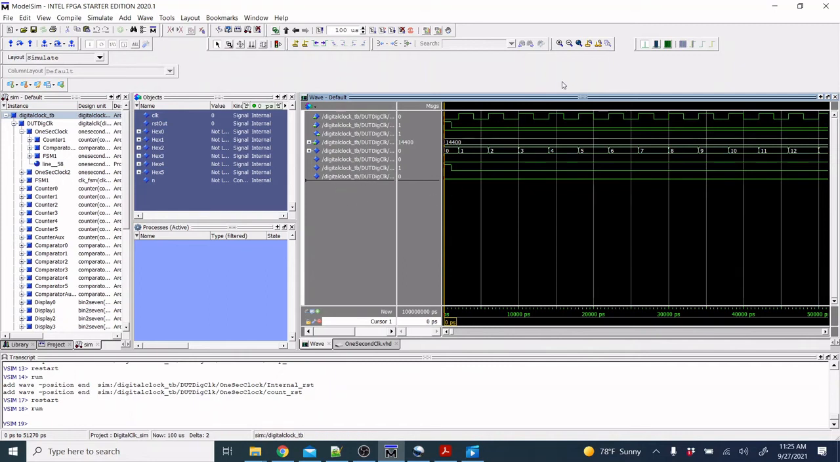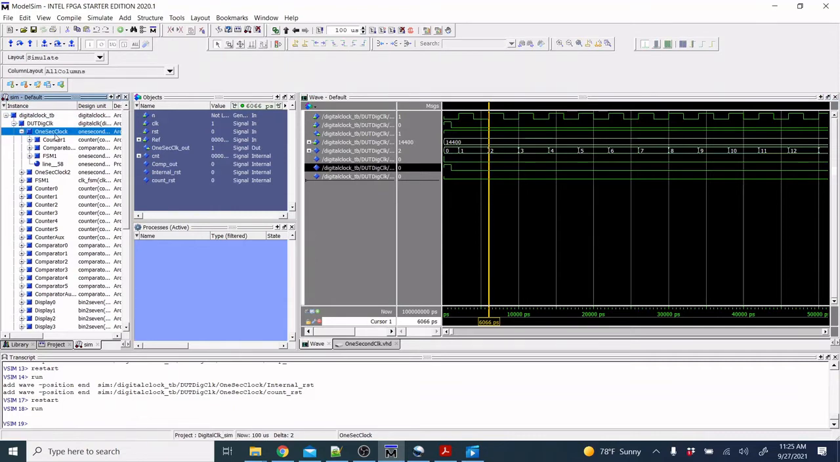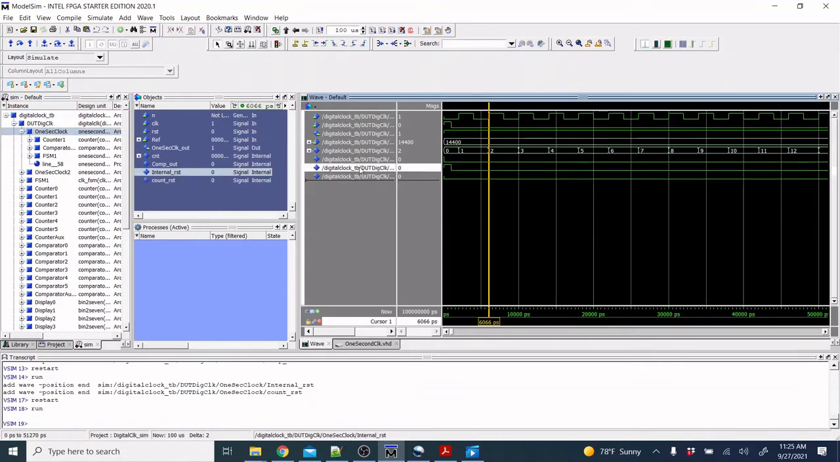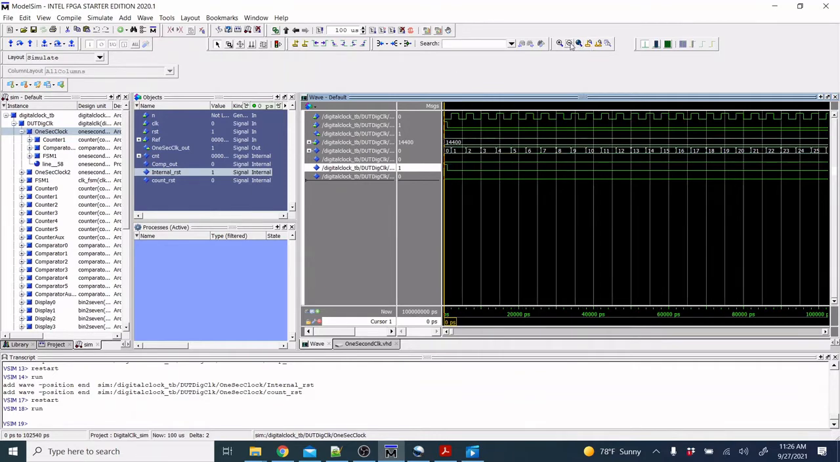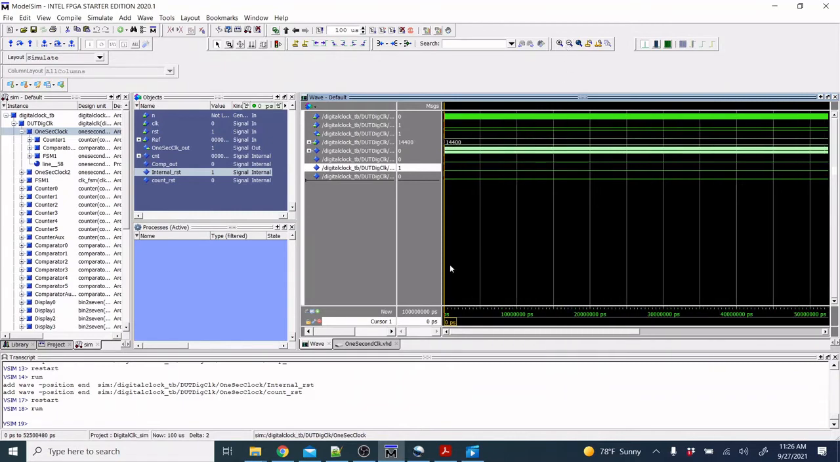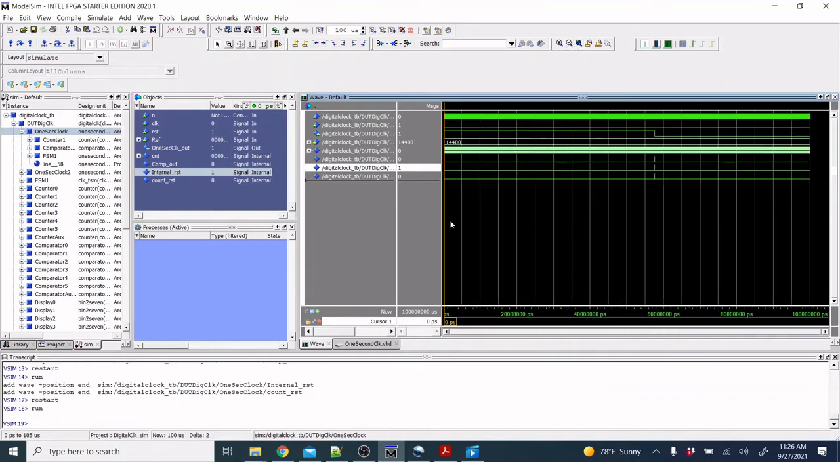that into the simulation as well. So if you see the reset that we're giving to the counter is this one right here. It follows at the beginning the global reset, and let's see, it should follow a reset here.